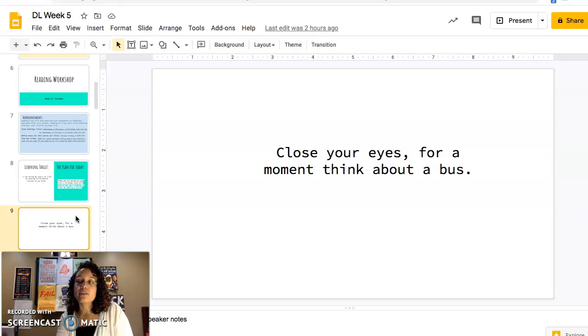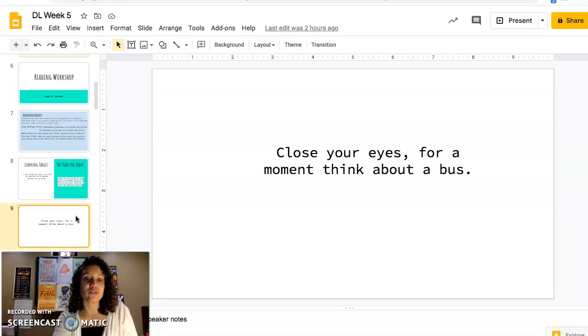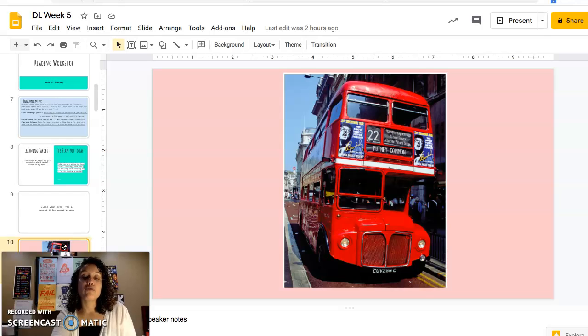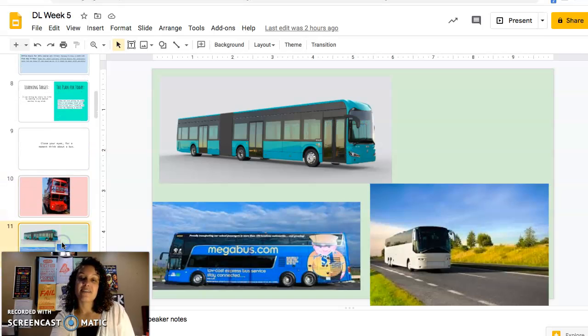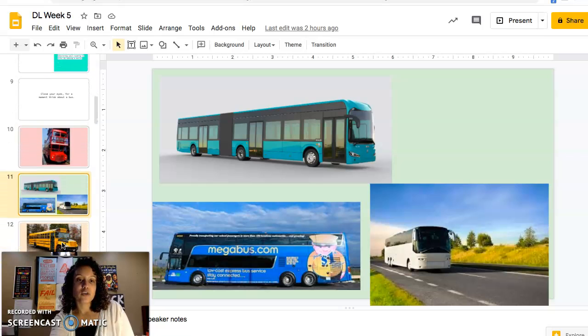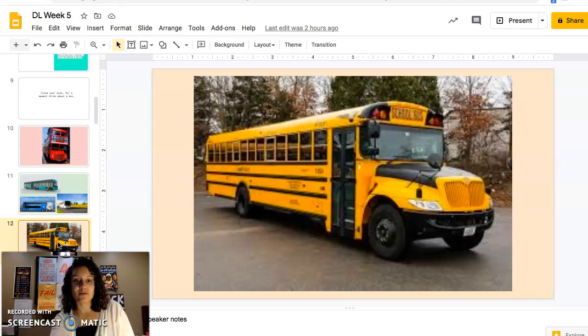So for right now, what I want you to do for just a second is close your eyes and think of a bus. Okay, so you probably, hopefully, thought of a bus for a moment. Did you think of this bus? What about any of these buses? You most likely thought of this bus right here, like a normal yellow school bus.